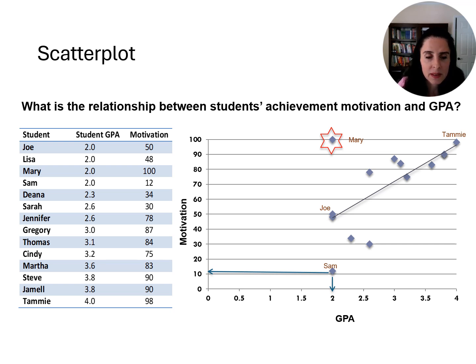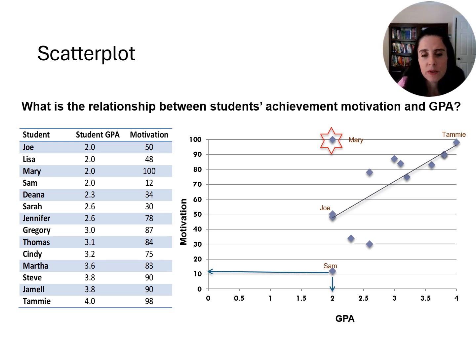For instance, Sam has the lowest motivation score and the lowest GPA. There are two other students with the same GPA, like Joe, but Joe has a higher motivation score, so the symbol for Joe is located a little higher up. Tammy has both the highest GPA and the highest motivation score, so the dot that represents Tammy is located in the upper right corner. Scatter plots are not meant to be used in so much detail, though.